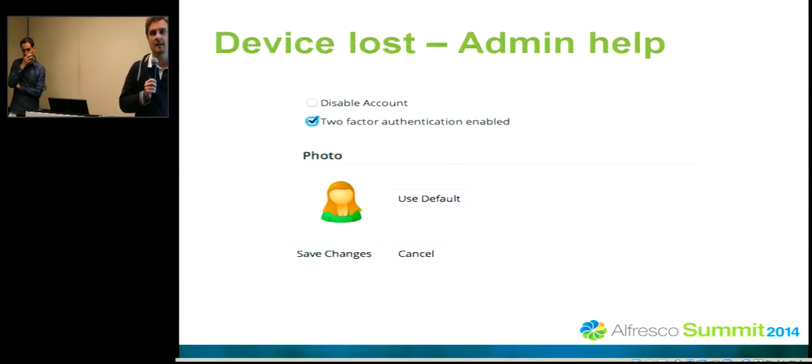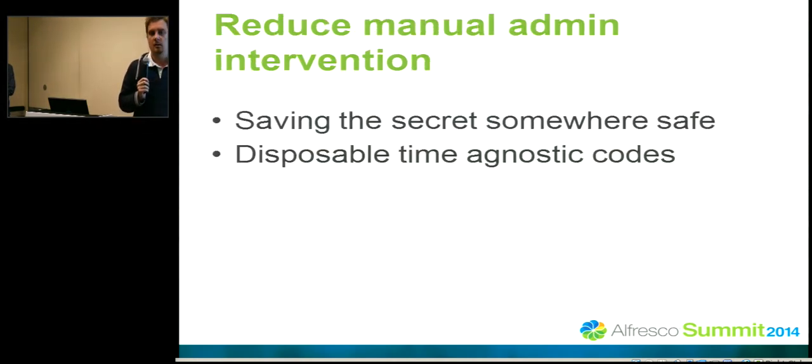In case the device gets lost, then an Alfresco administrator can temporarily disable the two-factor authentication so that the user can log in just with the password and set up the authentication on another device. We are thinking about some solutions to reduce the need of intervention of administrators. For example, we could provide users a disposable time-agnostic code that they can use only once in case they lose their device.